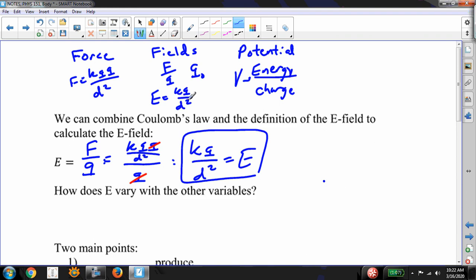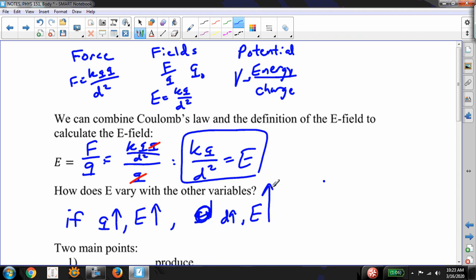You won't have to calculate the electric field, but you will have to know how the electric field varies with different variables. So for example, if Q goes up, E goes up by the same amount. And if D goes up by a little bit, E goes down by a lot, because I have this inverse square relationship between E and D.